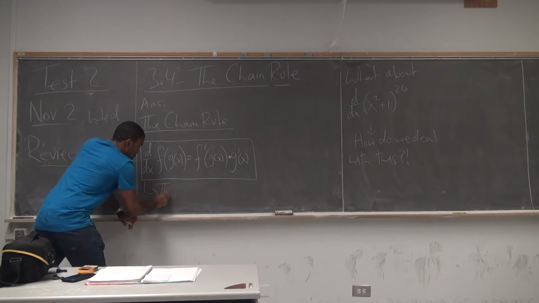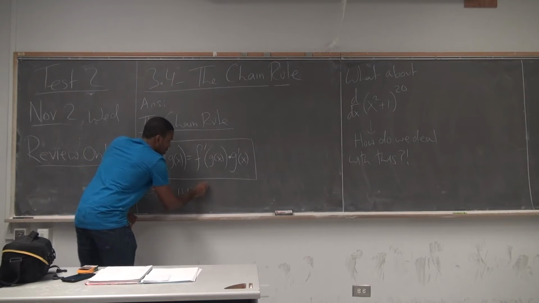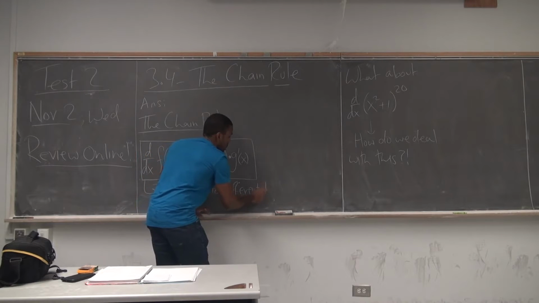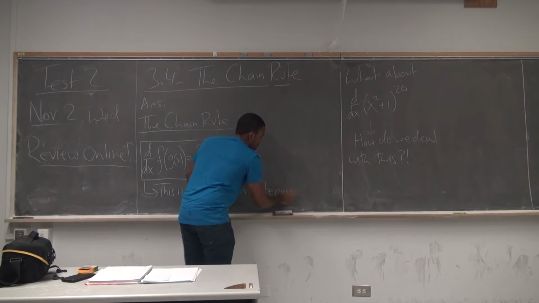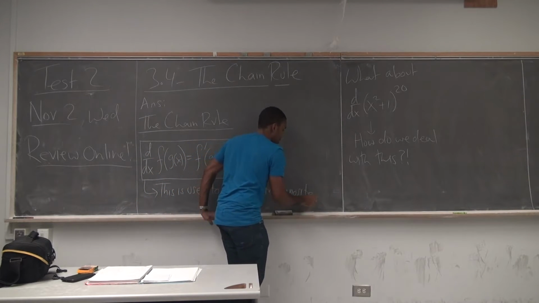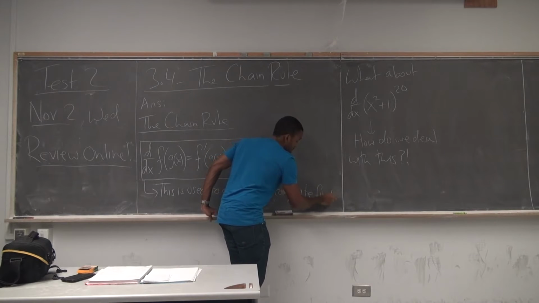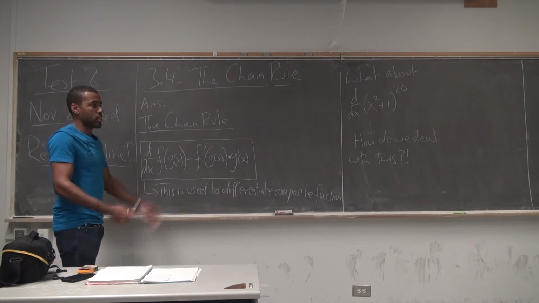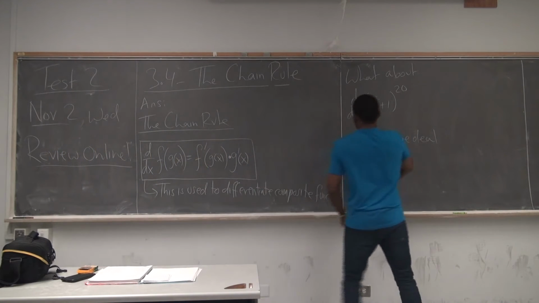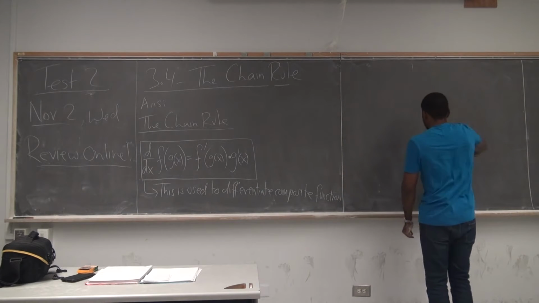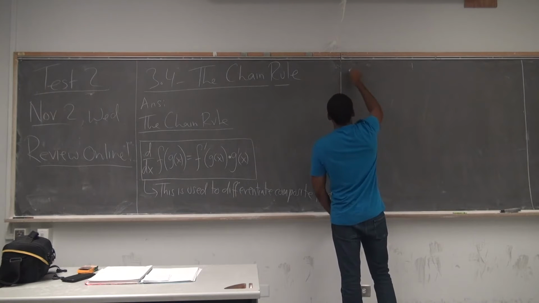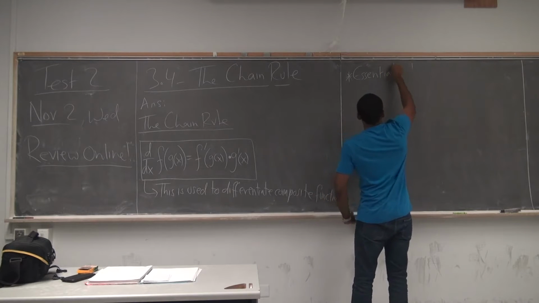This is used to differentiate composite functions. Functions inside of functions. Basically, you look at all the rules that we've had, the basic rules like the power rule, ln and e to the x, and pretty much if it's not just an x, you need the chain rule. I should probably write that down. So it's kind of recognizing that form.